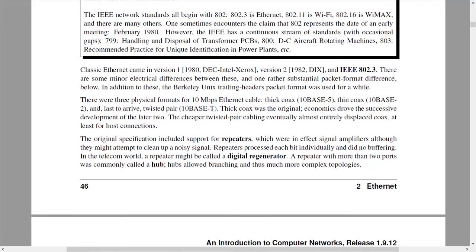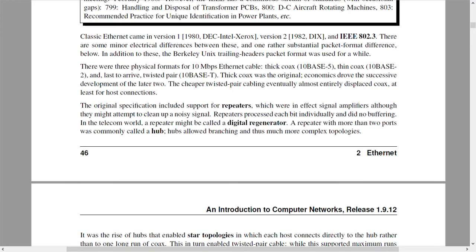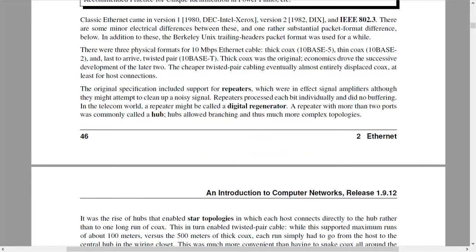Let's see here. There's a lot of different formats of Ethernet. Thick coax, that was the big one. Twisted pair is what we're using now. Thick coax, you actually had to use a drill to get in there, but that's fine.